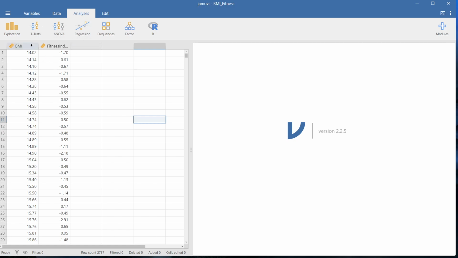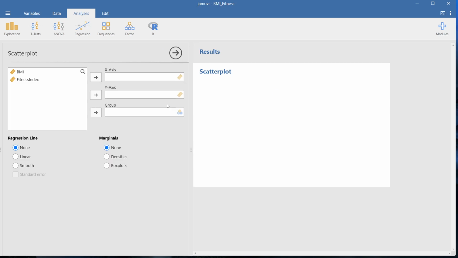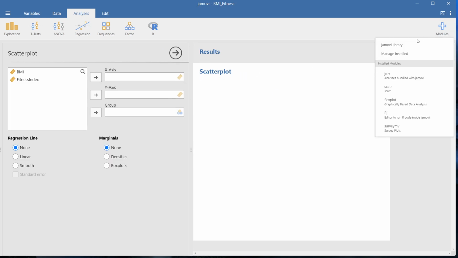So if I'm doing a linear regression, I'm always going to start off with a scatter plot. So in Jamovi, we can go to exploration and scatter plot. You may have to have the scatter library enabled. So that's probably that one there. If it's not showing up for you, go to modules and install that.